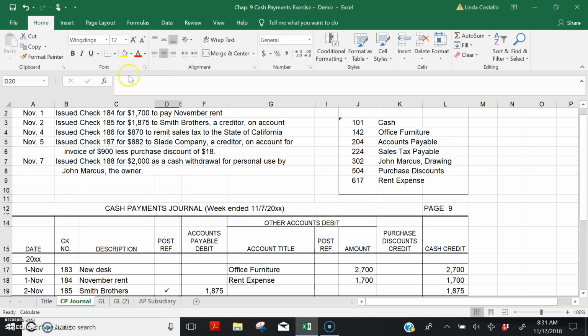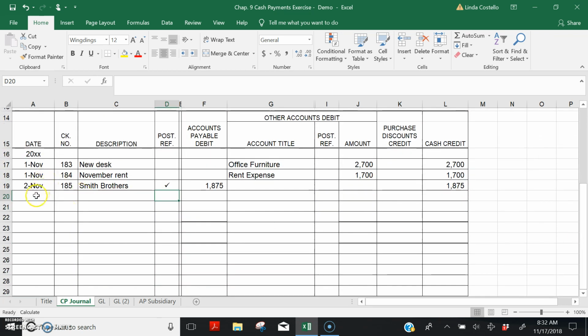On November 4th, we wrote check number 186 for $870 to remit sales tax to the state of California. This transaction requires a debit to sales tax payable and a credit to cash. Let's record the payment. Date November 4th, check number 186, State of California, sales tax payable, debit $870, cash credit $870.